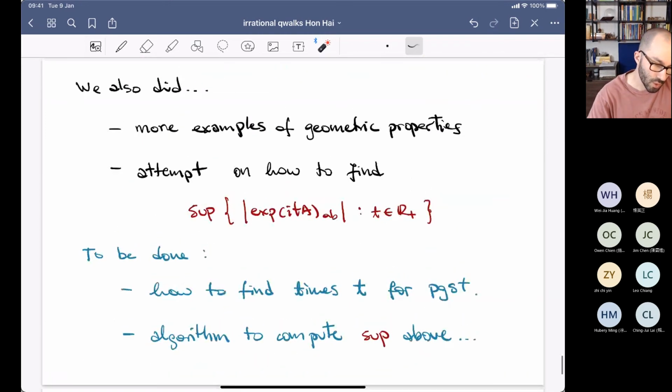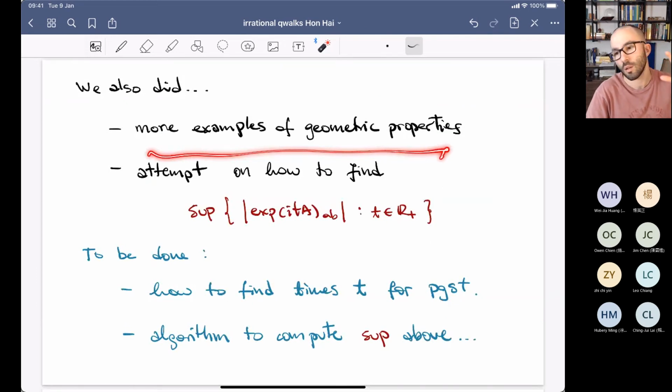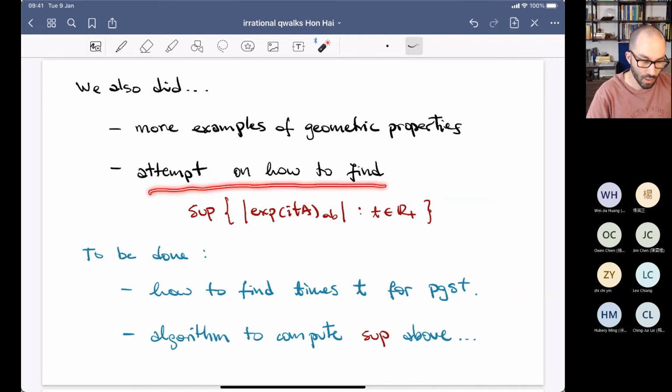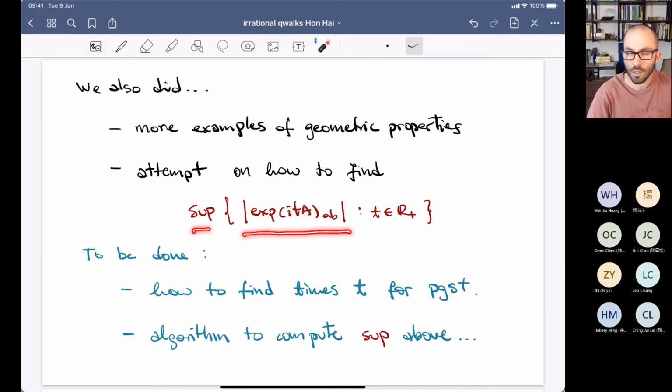And we also did in this paper more examples of geometric properties that we could derive because we're able to compute those polynomials that tell you exactly how the eigenvalues relate to each other. We also came up with an attempt on how to find the supremum of these maximum probabilities of transfer. We completely solved the decision of whether or not this supremum is equal to 1. And we came up with a way of attacking the problem of actually computing this supremum when it's not equal to 1, but we didn't really succeed to finish this task.